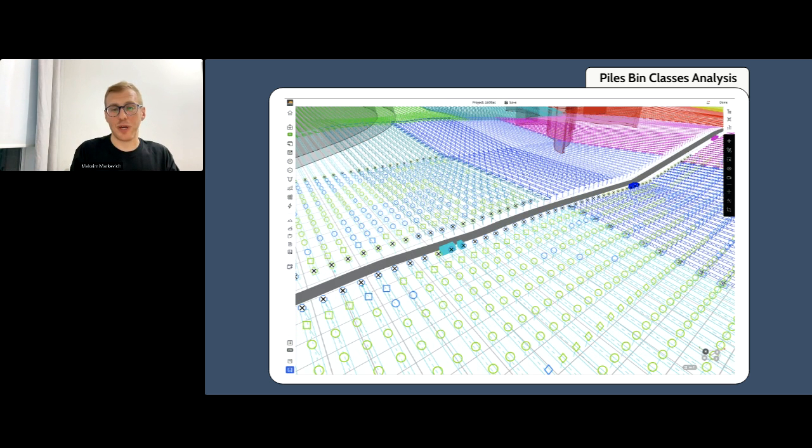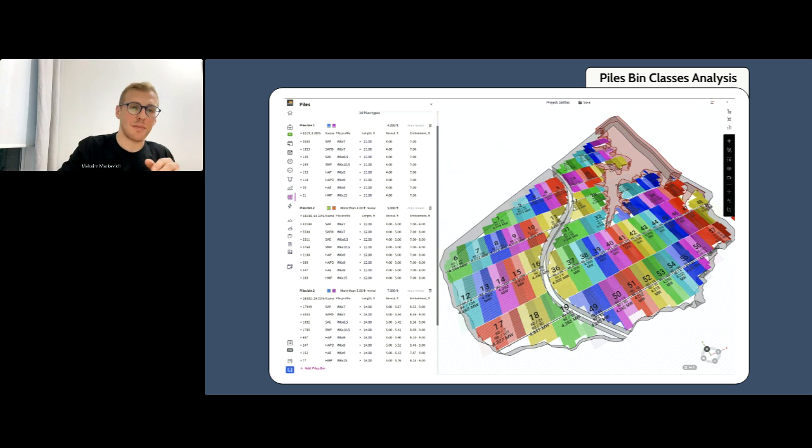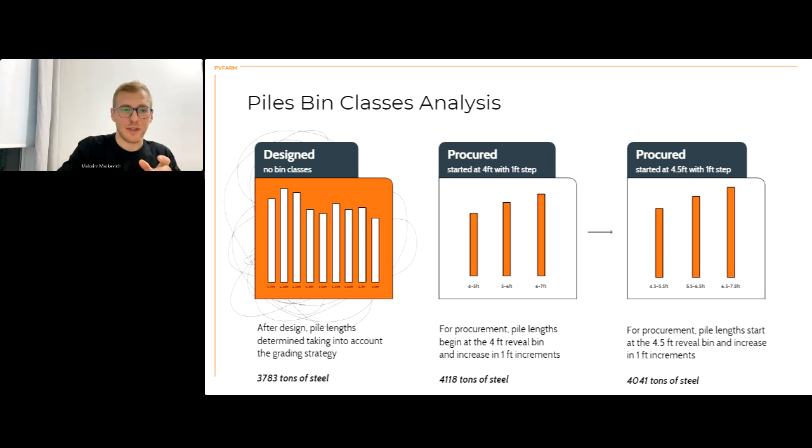So that's why the challenge is that when you design the piles, and I'll jump quickly to the next slide and I will come back, you actually have a lot of pile sizes, a lot of pile types, and in a way you have quite an efficient design, right? So for example, in this particular case, on this project, we got 3,783 tons of steel.